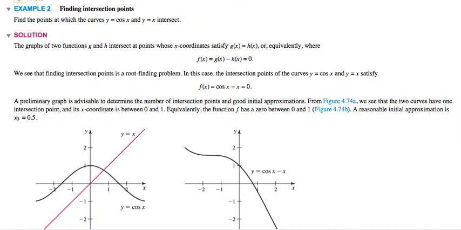Here we see that the two curves have one intersection point, and its x-coordinate is between 0 and 1. So that function has a 0 somewhere between 0 and 1. So we take a guess at what it is. Your book says to take an initial approximation of 0.5. Here, just to make my life easier, I might choose 1. But let's see what happens.